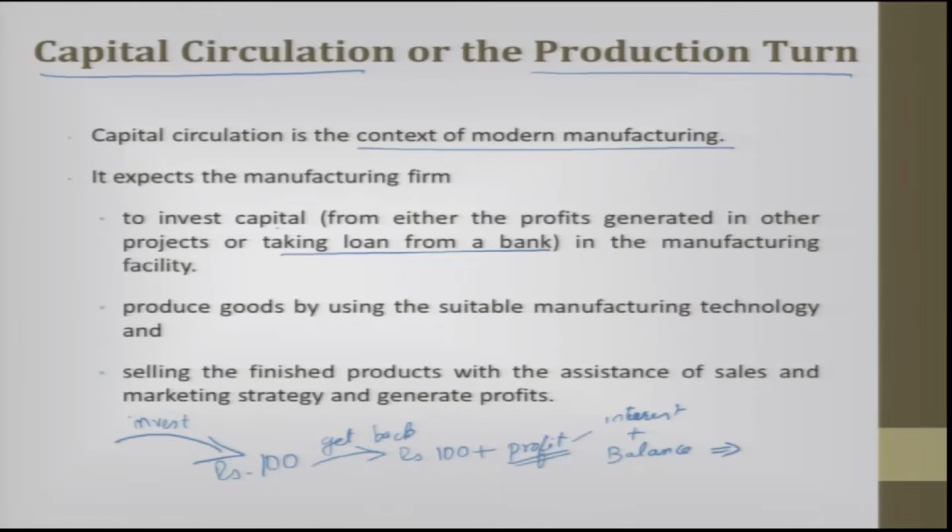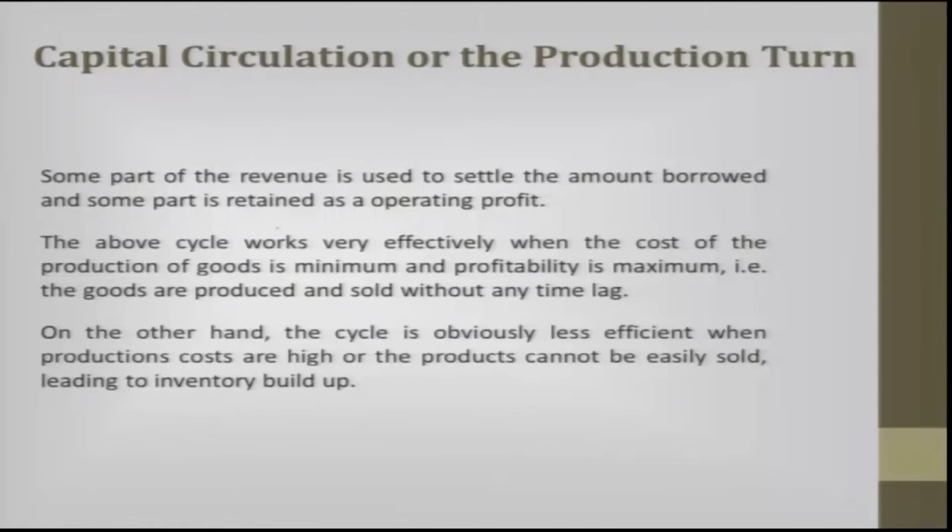When I try to develop a product which costs 10,000 rupees or 20,000 rupees, a huge investment, I will not be able to sell that particular product to the mass community. So, economics plays a very, very important role when you do product design, or in other words, costing plays a very, very important role. Some part of the revenue is used to settle the amount borrowed, and some part is retained as operating profit. So, the above cycle works very efficiently when the cost of production of the good is minimum and the profit is maximum, which everybody would like to have.